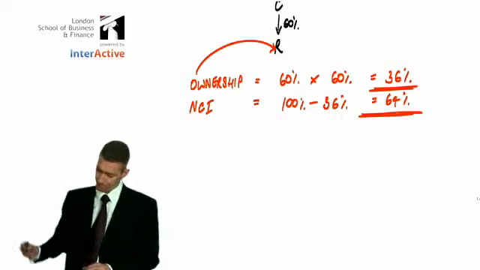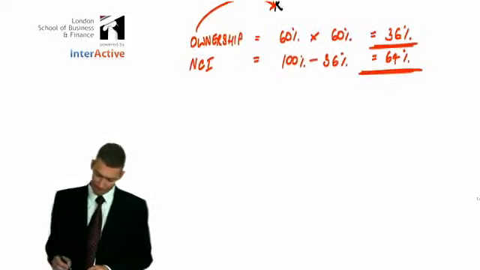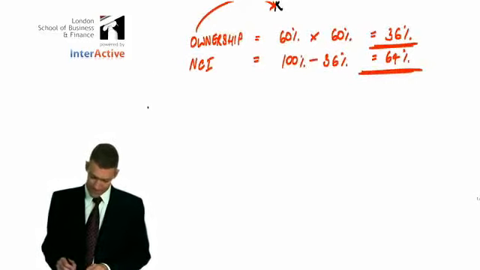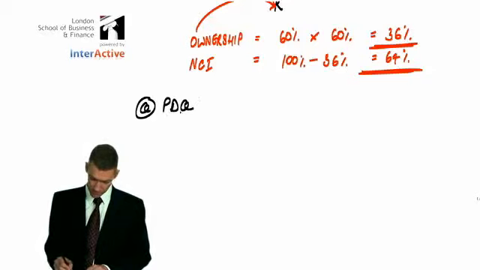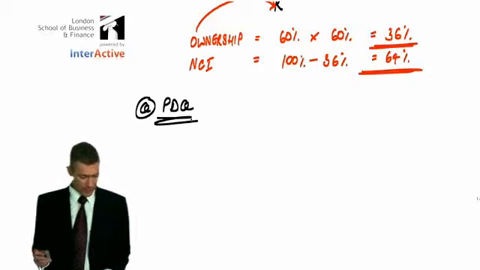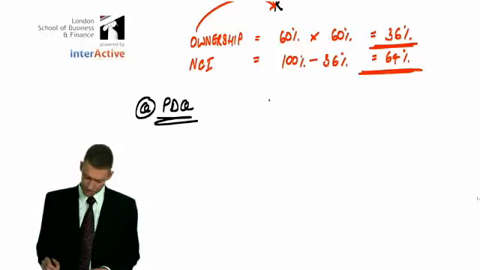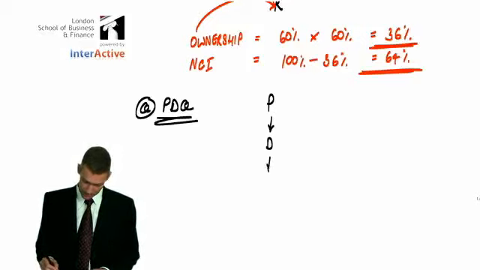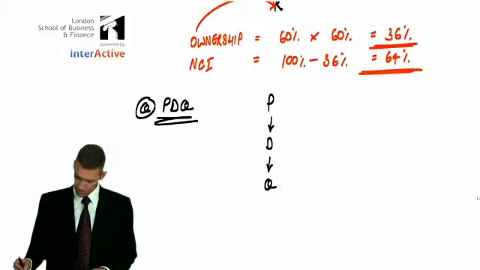Okay, let's do it again. So the next question is PDQ. P buys 75% of D, which buys 64% of Q. P, D, Q.